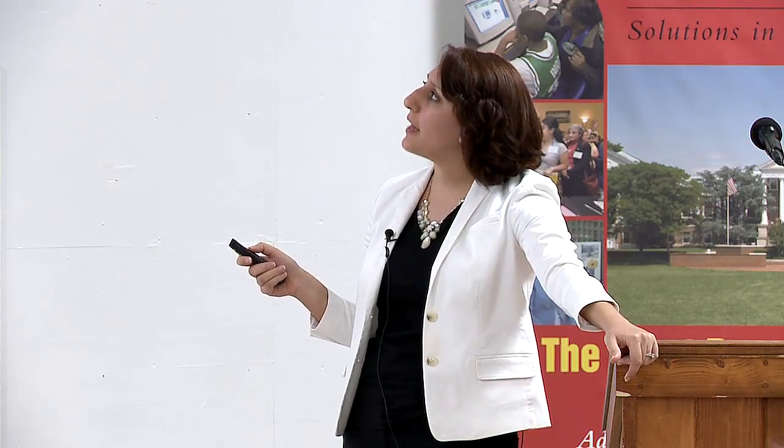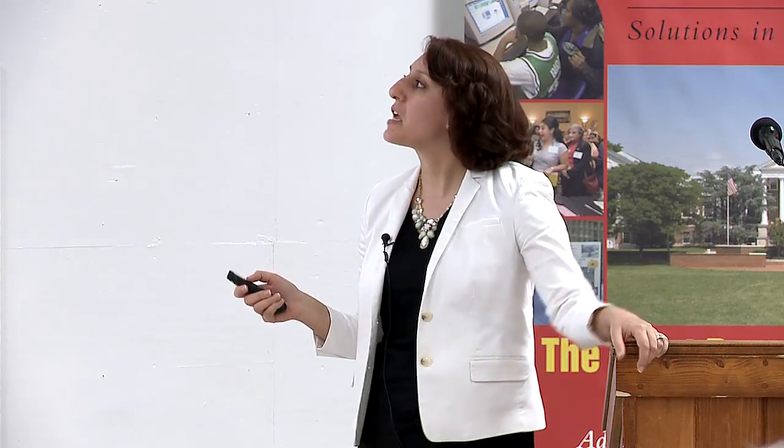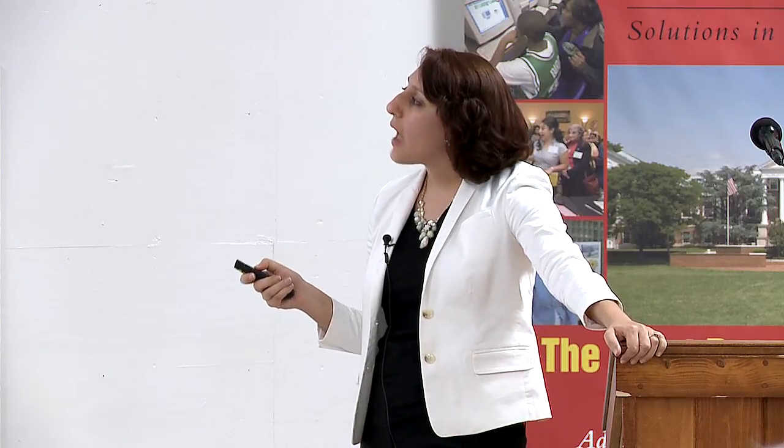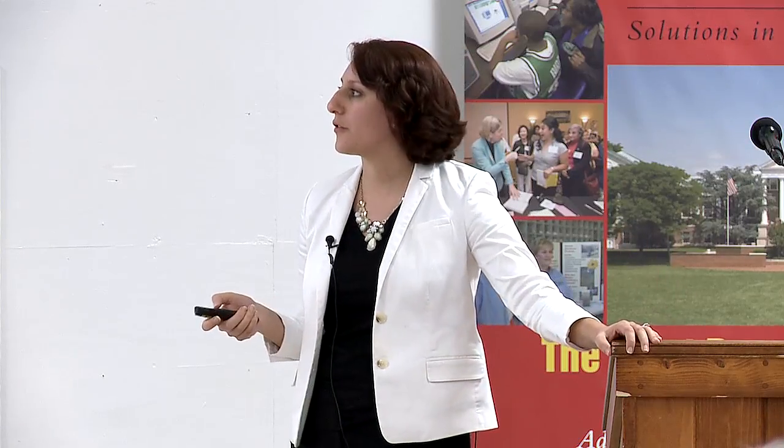Crops only use about 10 to 30% of your phosphorus fertilizer in the first year, right? The rest of it, that high affinity for that soil, pulls out that phosphorus and it stays in the soil. And it'll be used later. It'll eventually break down. Those bonds will eventually break and it will be made available to the plant. But it may initially get tied up in that soil and then released later. Many growers, as we know, have built up these very large reserves. They're storing a lot of that phosphorus in the soil for later use.